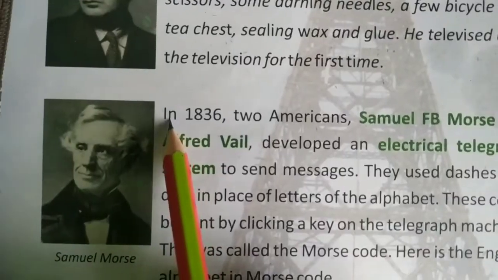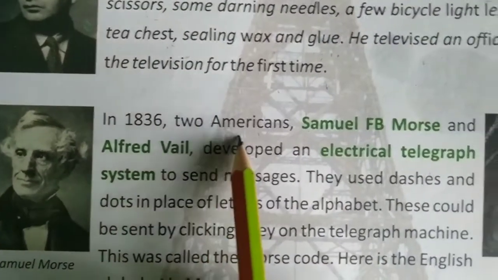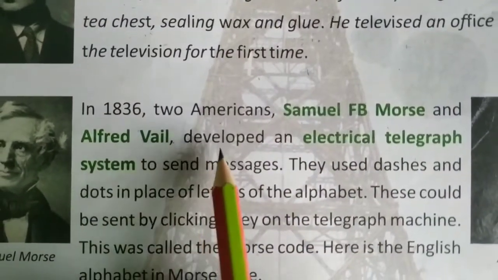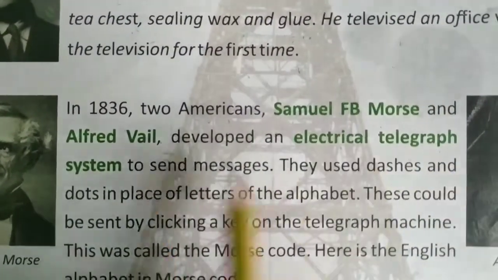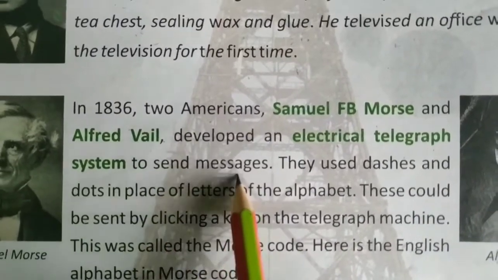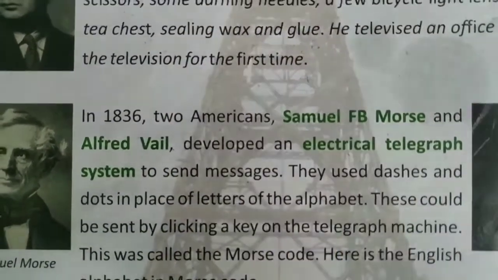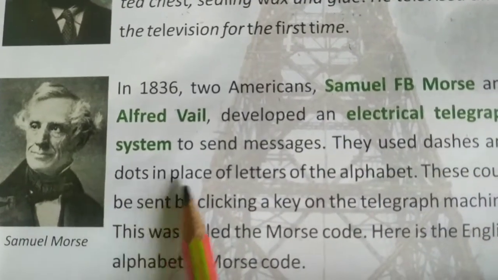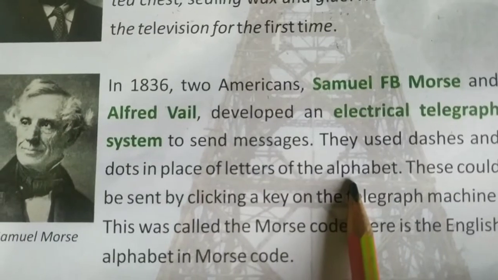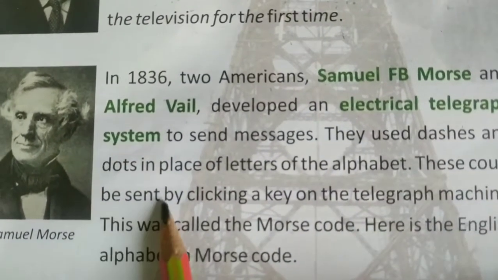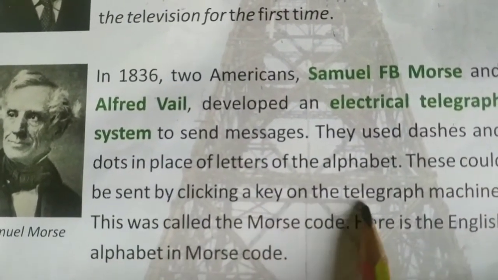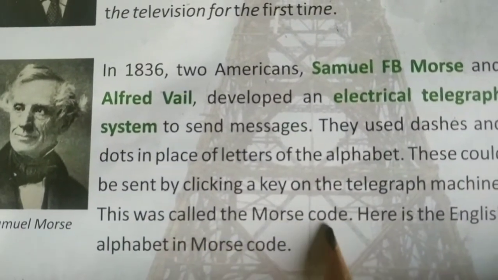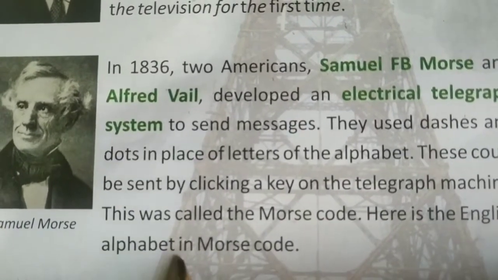Television. In 1836, two Americans, Samuel F.B. Morse and Alfred Vail, developed an electrical telegraph system to send messages. They used dashes and dots in place of letters of the alphabet. These could be sent by clicking a key on the telegraph machine. This was called the Morse Code. Here is the English alphabet in Morse Code.